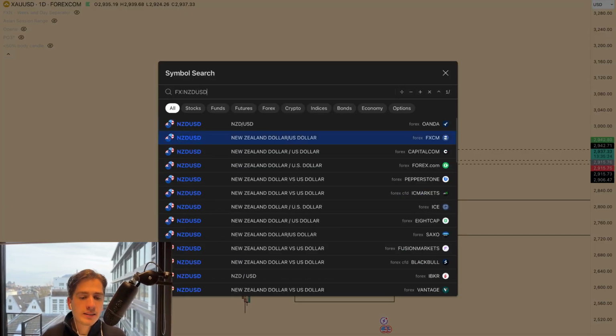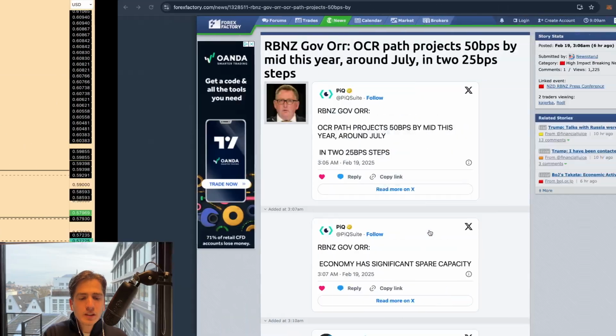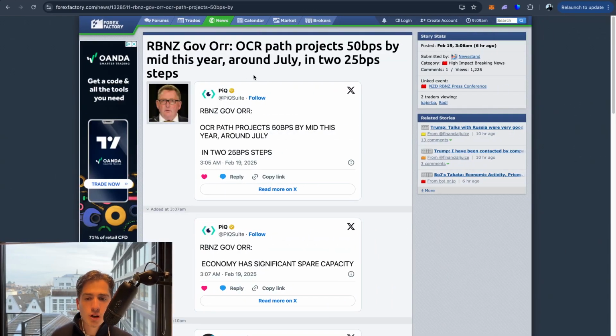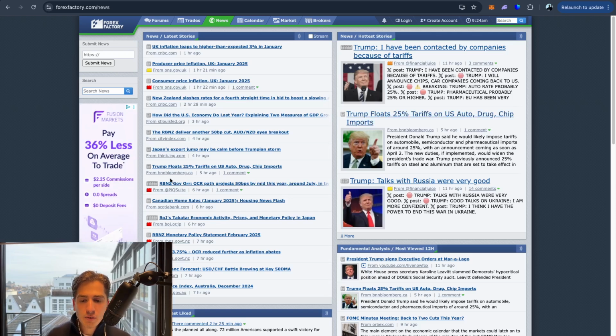Just to hit back on NZDUSD, by the way, the reason why we saw some price action push up higher yesterday was because of the news that happened last night in relation to the Reserve Bank of New Zealand doing some monetary policy statements. So keep that in mind, that you always go to Forex Factory and check out what the news has been saying.